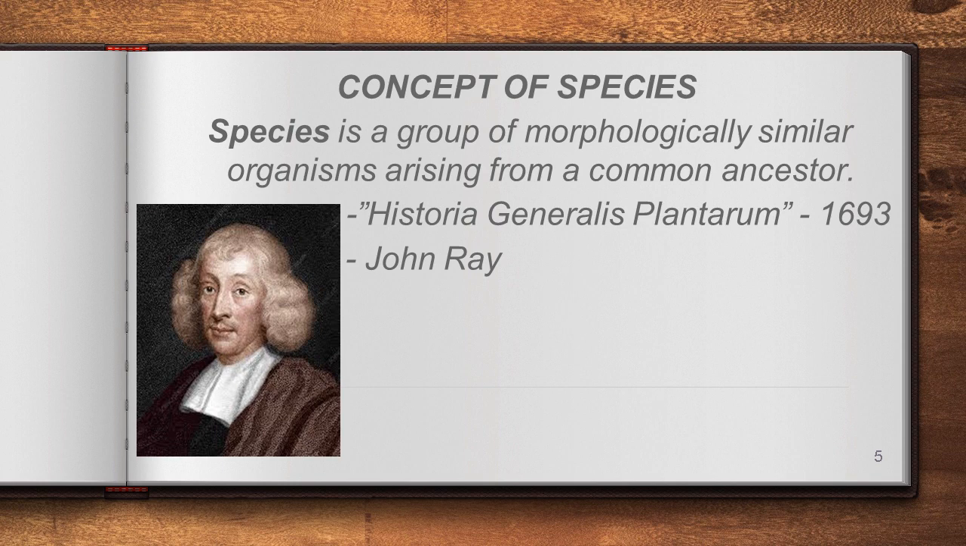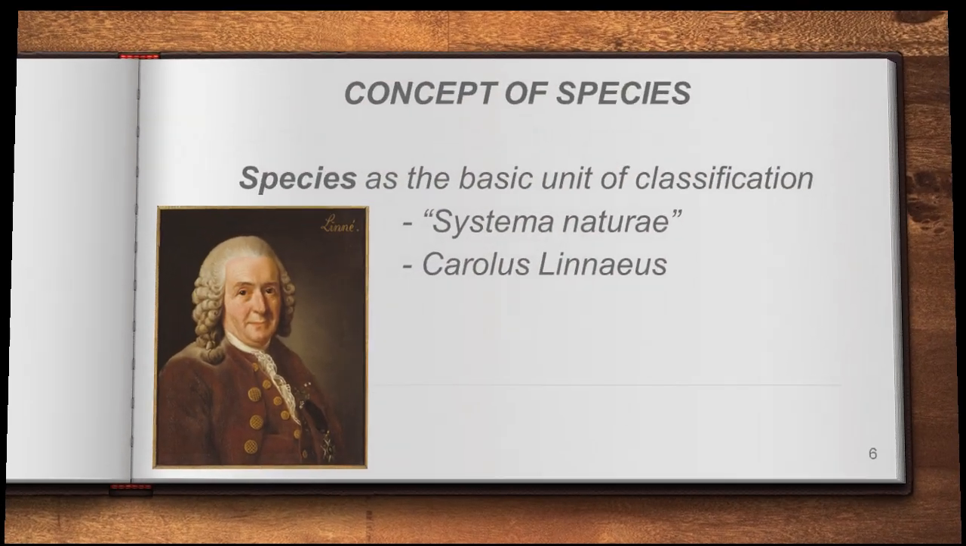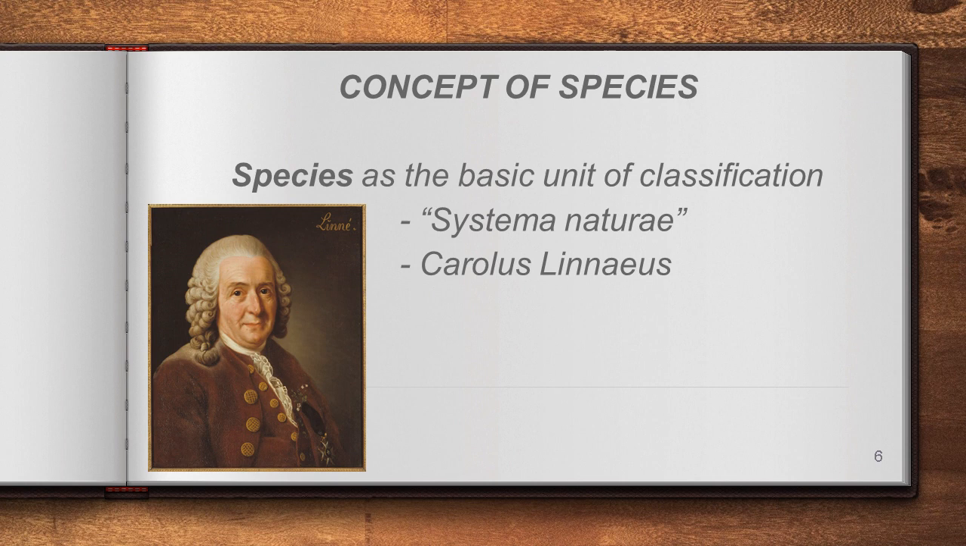That is the concept said by John Ray. Next is Carolus Linnaeus. He gave the term for the species in his book Systema Naturae. He said species is the basic unit of classification, because with the species name only we could identify the exact organism. Clear?